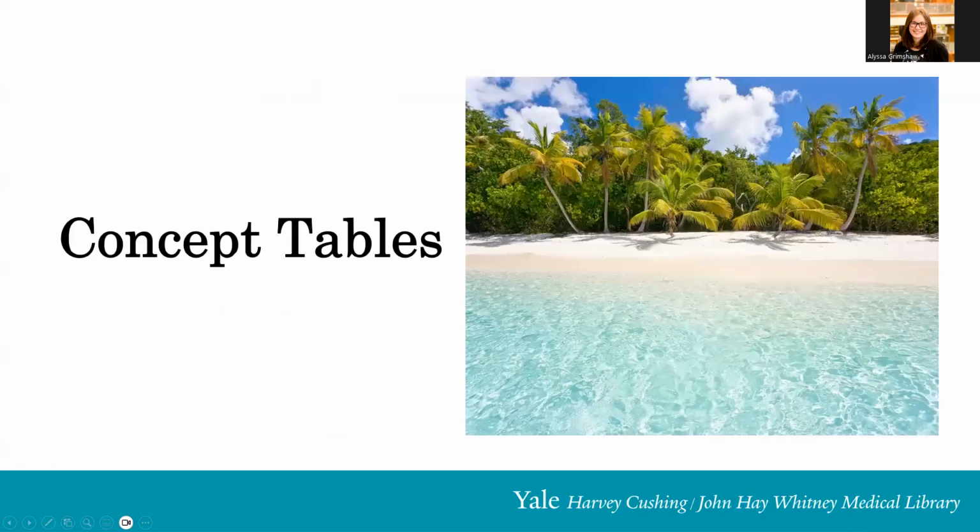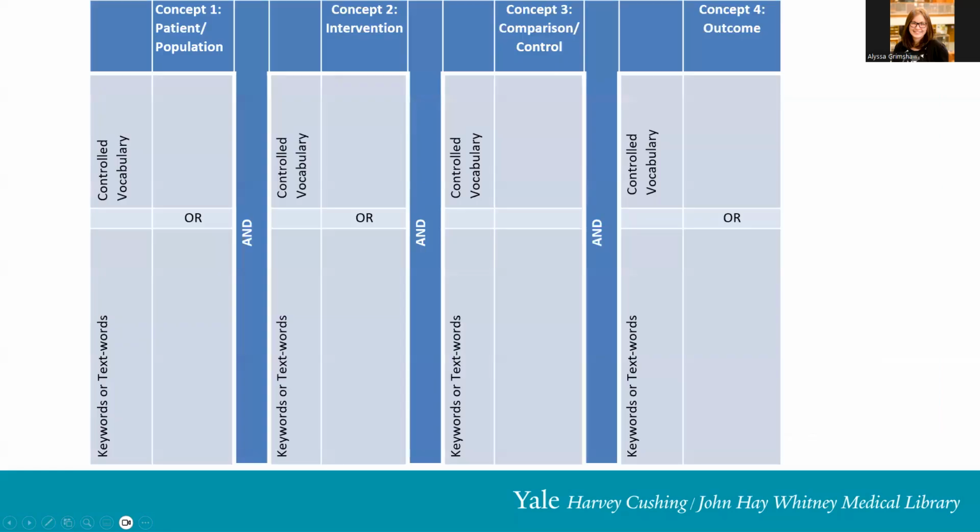Okay, so when we think about our search, we also want to break this down into concept tables. A concept table can be broken down by your PICO information. And then you want to think about in each database, what is the controlled vocabulary that you need to use? And then also your keywords and text words. This also helps you organize your Boolean operators so that you know exactly where your ORs and ANDs can be. Each of these sections would be in parentheses with an AND in between them.